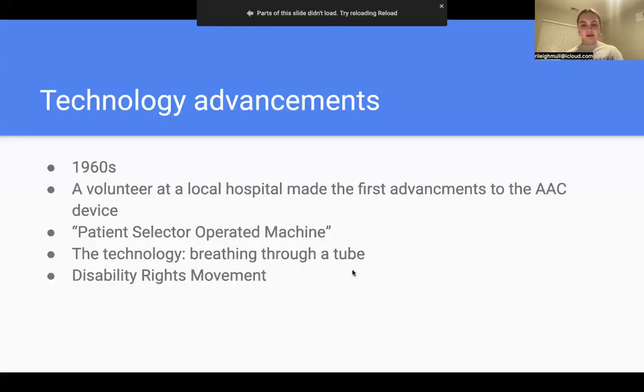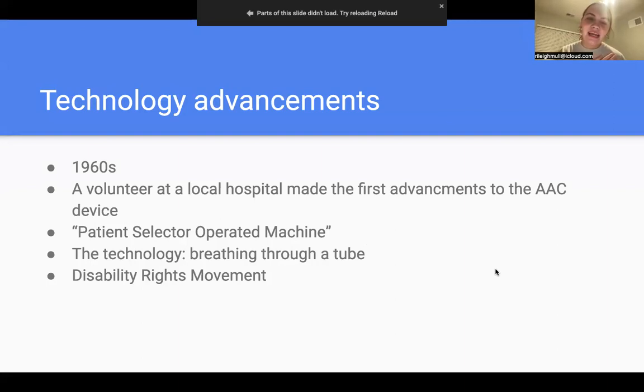Okay, technology advancements. From the 1920s to the 1960s, there were a lot of advancements. A volunteer at a local hospital made the first public advancements to the AAC device since the 20s. It was called the Patient Selector Operated Machine, and it was really cool. It was a tube that they breathe through. I have a picture on this slide if it loads.